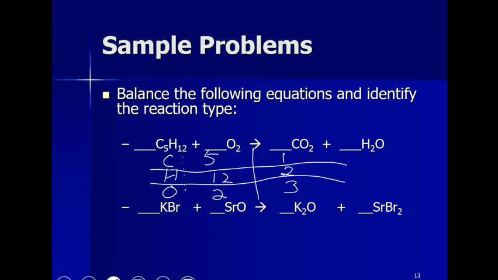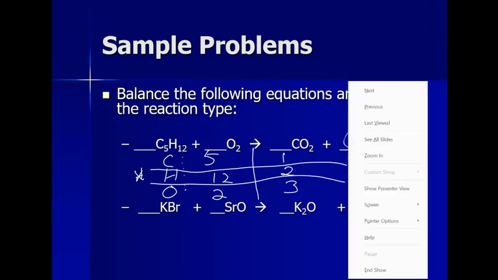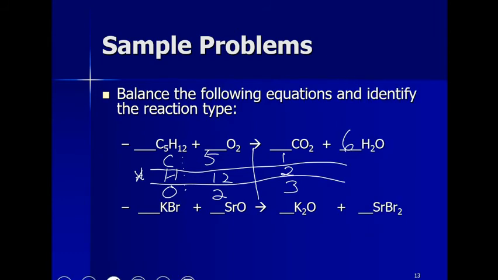Okay. So the next thing I'm going to do, when I have this type of reaction, CH something plus O2 yields CO2 plus H2O, this is a very common reaction type. It's actually called a combustion reaction. I like to balance my hydrogens first. That's what I like to start with in combustion reactions. So I'm going to multiply my hydrogen by 6 right here.